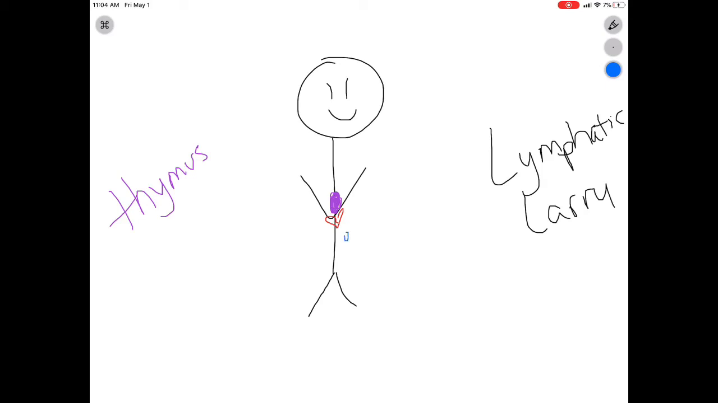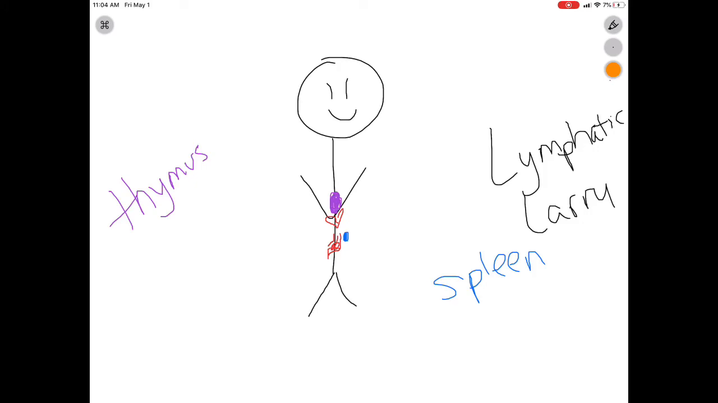The second part is going to be the spleen. The spleen you're going to find on your left side of your body. It's going to be left of the stomach, right next to the stomach. That's an awful drawing of the stomach, but you get the gist.